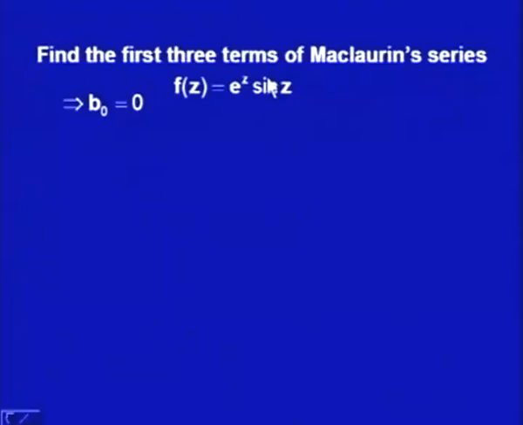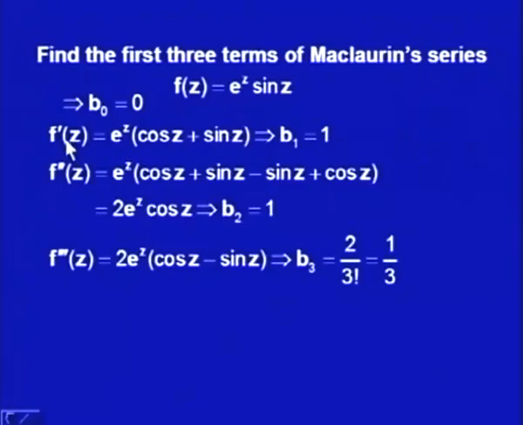Now, in the next example, we find the first 3 terms of the Maclaurin series for the function e^z sin z. In this case we have to expand this function about z is equal to 0. So, if we put z is equal to 0, then f(z) will be 0, and that means b naught is equal to 0. We calculate various derivatives of this function, and the first derivative is e^z (cos z plus sin z), that gives me b1 is equal to 1.